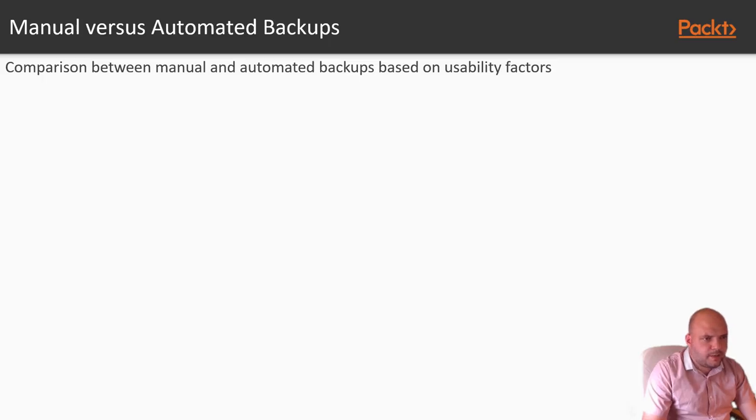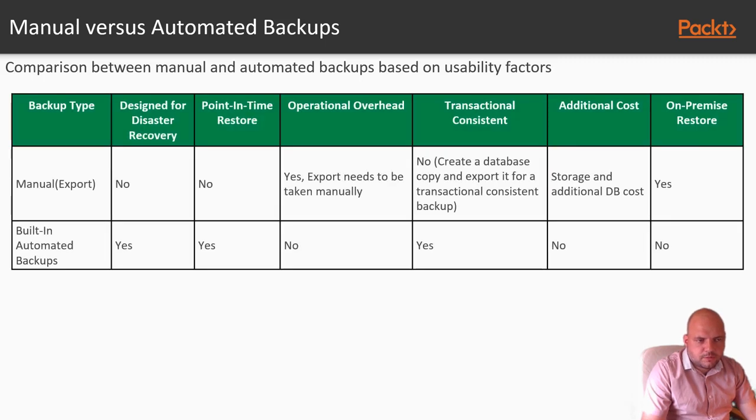So let's compare manual versus automated backups in Azure SQL database. We've got a nice little matrix here that shows some of these comparisons and differences. The backup type, manual, is an export. The automated backups are built in. Are they designed for disaster recovery? Manual backups are not transactionally consistent. Automated backups are. You can do a point-in-time restore.